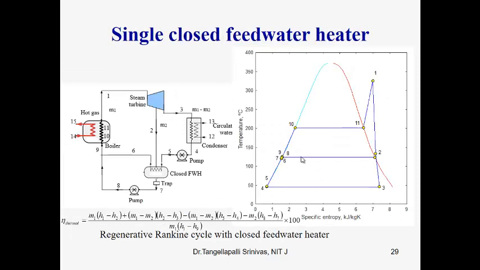In the closed feed water heater, there is no direct contact between the steam and the feed water. There is indirect contact. The construction and working is slightly different compared to the de-aerator. It won't remove the dissolved gases from the water due to the indirect contact.